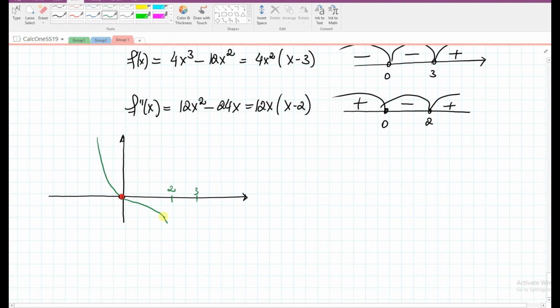You see? So this is concave up until the 0, and until the 2 it's concave down, right? Then after the 2, it's again concave up. But still decreasing, right? Until the 3, it will be like this, right? And after the 3, it will be like this.